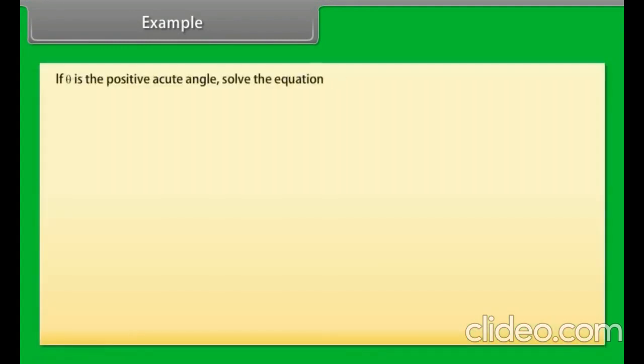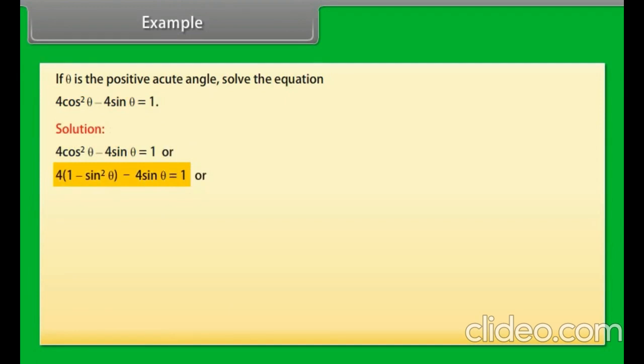Example. If theta is the positive acute angle, solve the equation 4 cos² θ − 4 sin θ = 1. Solution. 4 cos² θ − 4 sin θ = 1, or 4(1 − sin² θ) − 4 sin θ = 1, or 4 sin² θ + 4 sin θ − 3 = 0, which is a quadratic in sin θ.